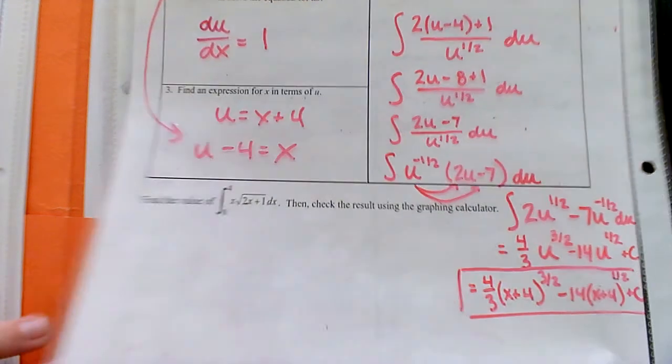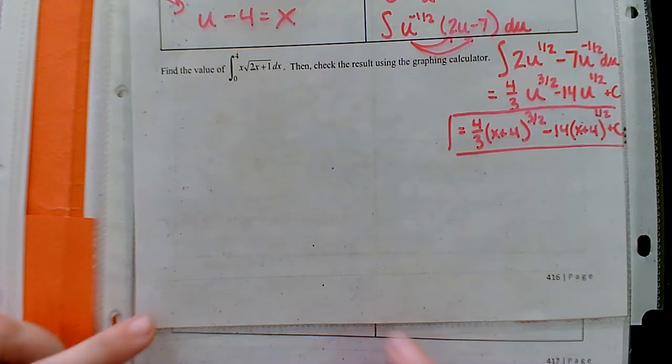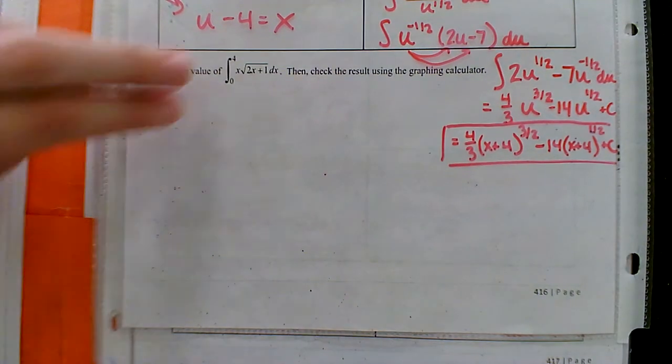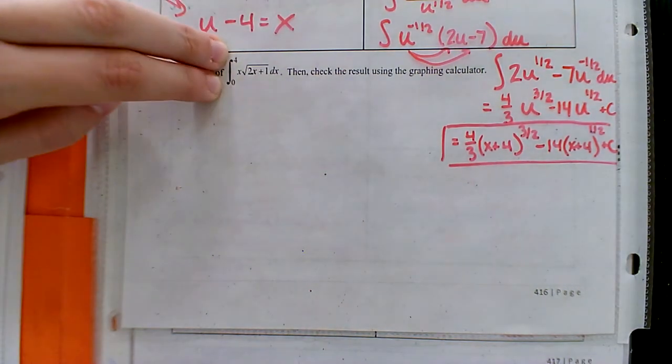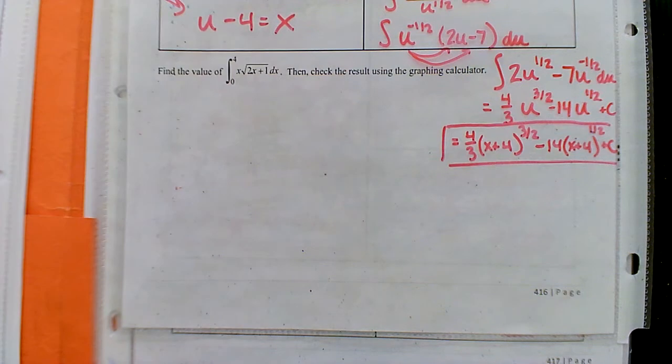Alright, let's go ahead and try this last one here. This one's a little bit different than the ones we've been doing because notice how we have the bounds. So we're not going to need the plus c anymore. This means we should be getting a numeric value in the end, because we can use that fundamental theorem of top minus bottom. Okay, so let's go ahead.